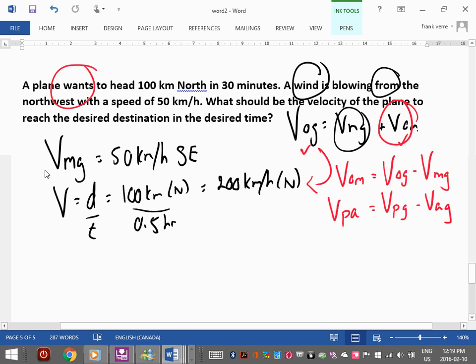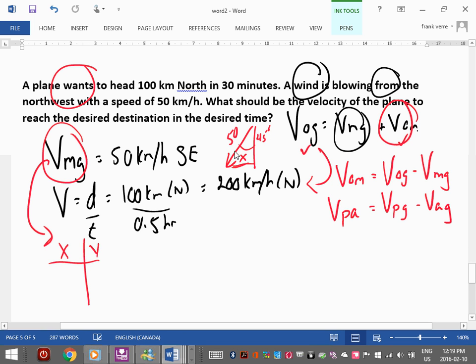So again, same idea. We take this vector and we look at its components. It's 50 kilometers southeast, so that would be this way. Southeast means what angle? 45. So what would the x component be? Sine 45 times 50, and that would give you, what's that, 36 around?